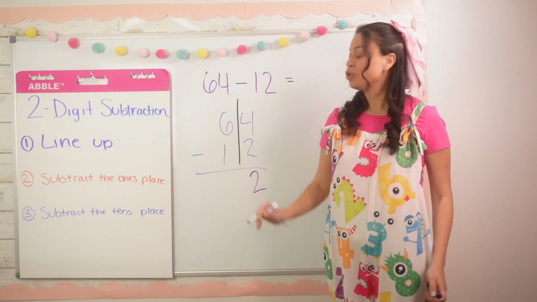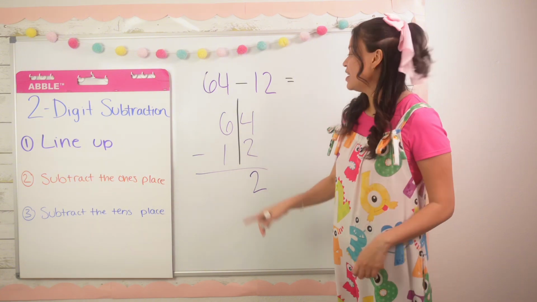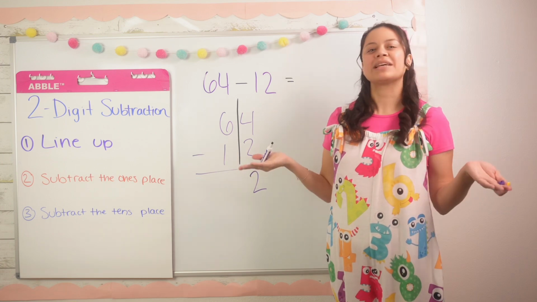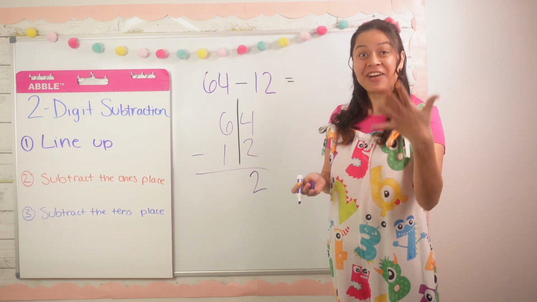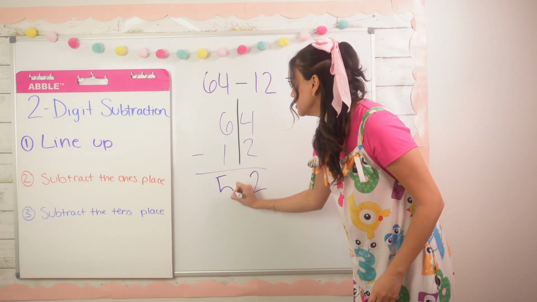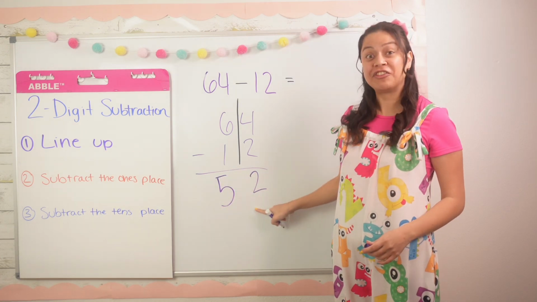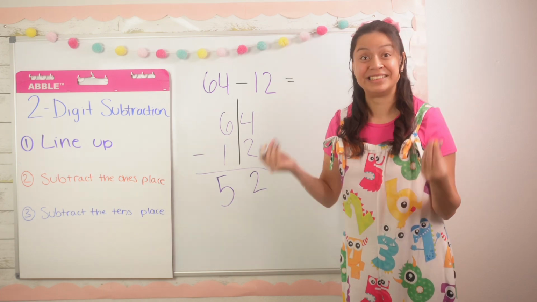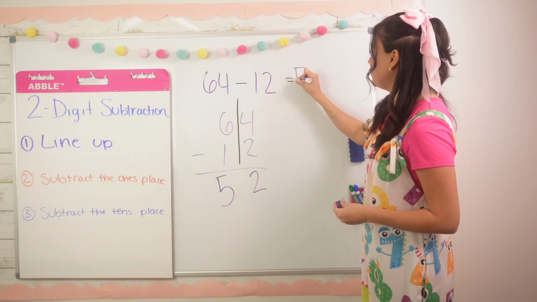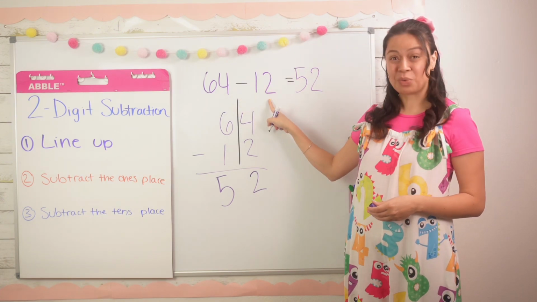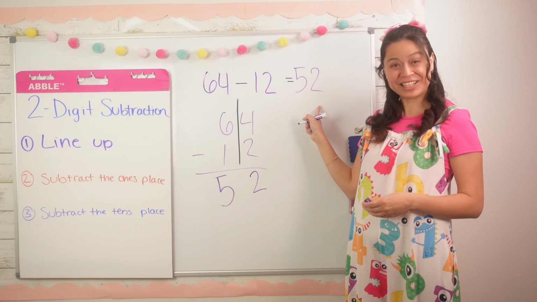And now step number 3 says subtract in the tens place. So I have 6 tenths minus 1 tenth. What's 6 minus 1? 5! Great job! I'm gonna write it right here in the tens place. So I have 52. 52 is also known as the difference. So I'm gonna write 52 right here. 64 minus 12 is equal to 52.